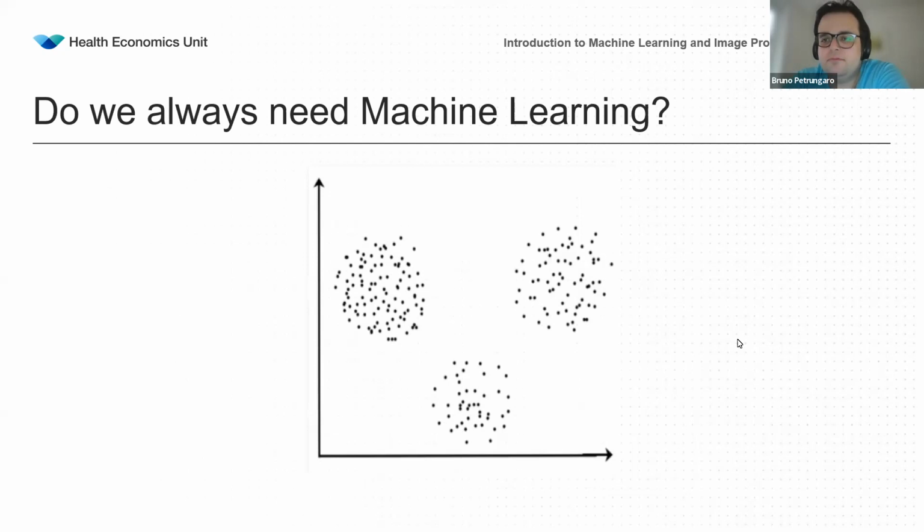So, question: do we always need machine learning? Suppose I ask you to cluster these data points into three groups. Do you think you need machine learning for that? Well, you don't need machine learning for that. If you were just asked to cluster this in three groups, as you see, the simple graph already kind of has done that.